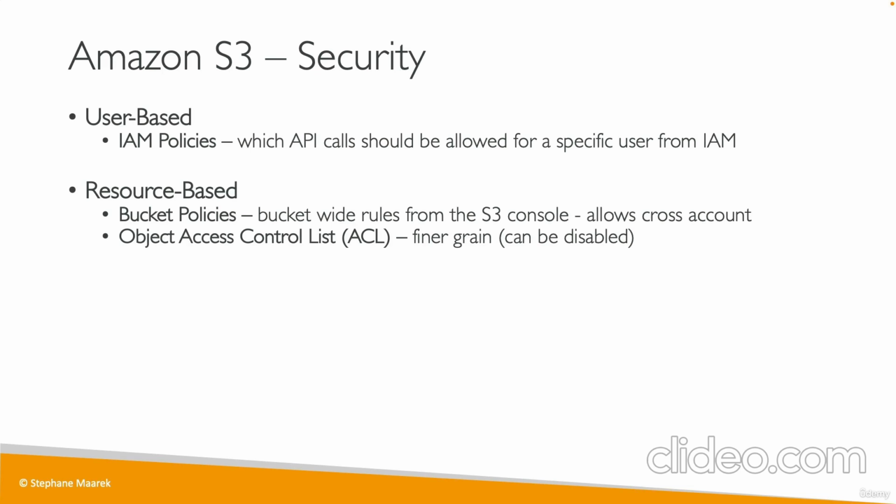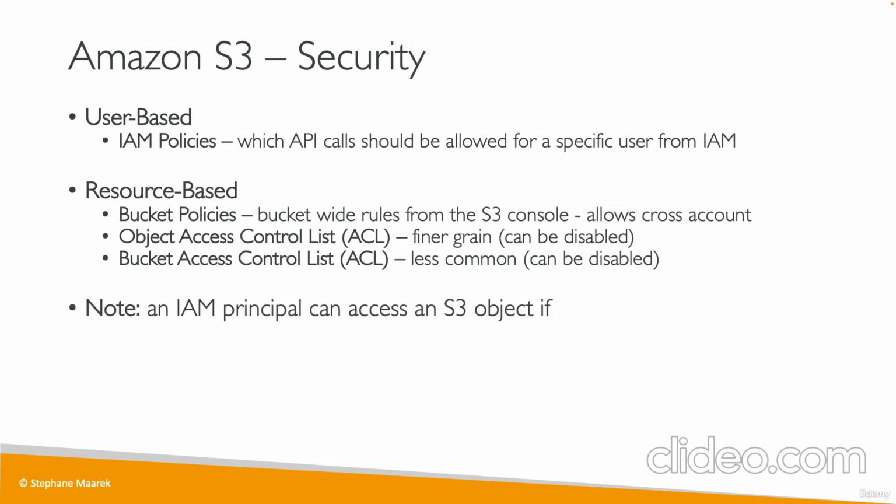Next, you have the Object Access Control List, or ACL. They're fine-grained security, and they can be disabled. And if you want to go at the bucket level, you can have Bucket ACL, which is way less common, also can be disabled. And the most common way now to do security on an Amazon S3 bucket is to use bucket policies.